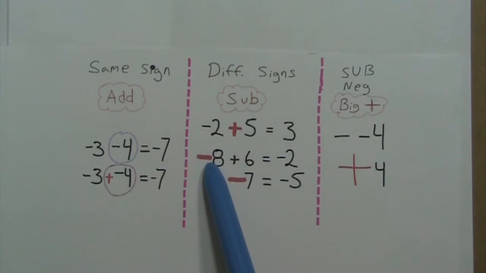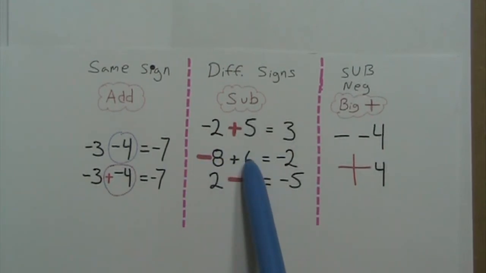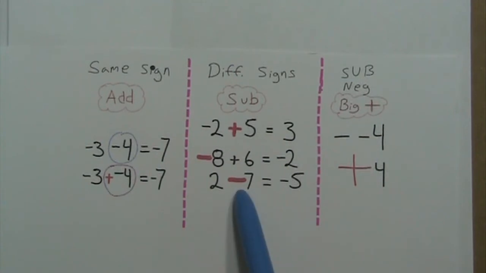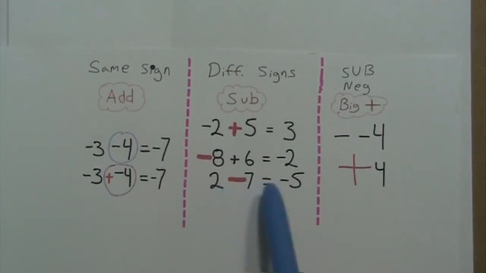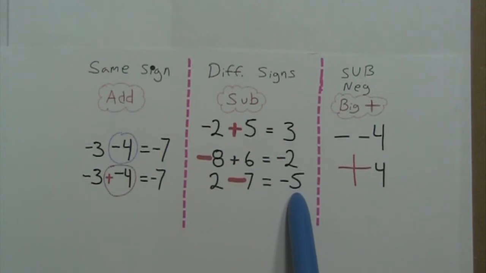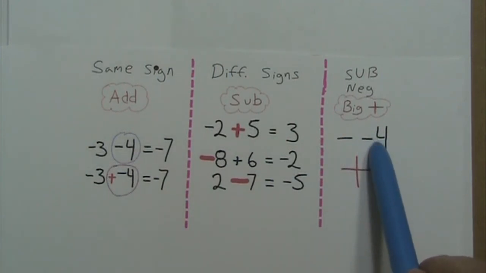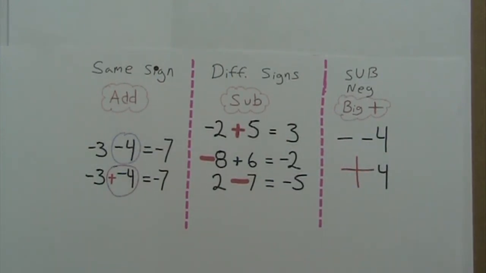If there's more negative, subtract it. 8 take away 6 is 2, but it's going to be a -2. And 7 take away 2 is 5, but there's more negative, so the answer would be negative. Now sometimes you'll see a double negative or subtracting a minus. That's like a big plus, the same as adding.